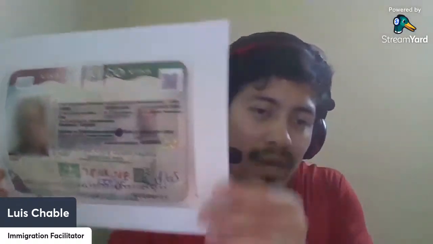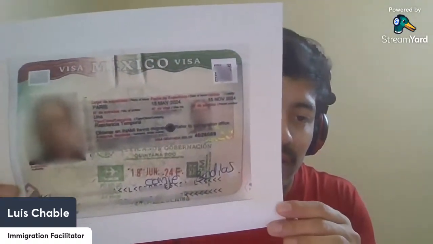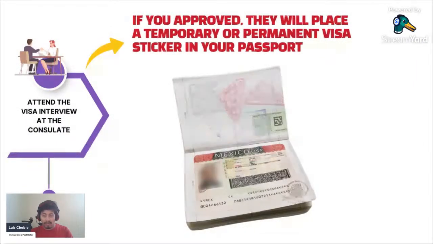If you get a sticker on your passport, like in this example, you finish your first step in Mexican immigration to get your residency, permanent residency or temporary residency. Yes, like my example, this one, a sticker on your passport.